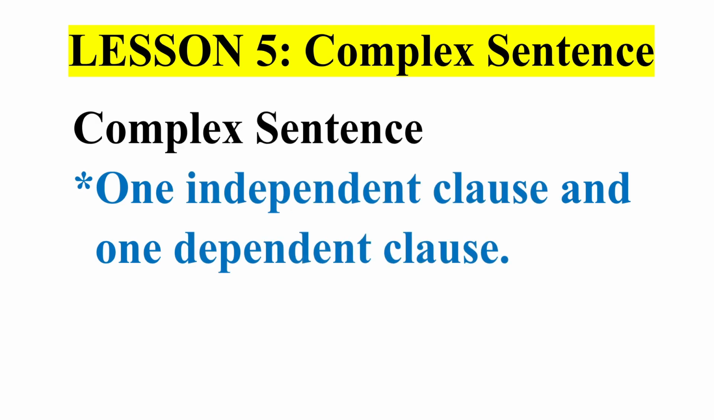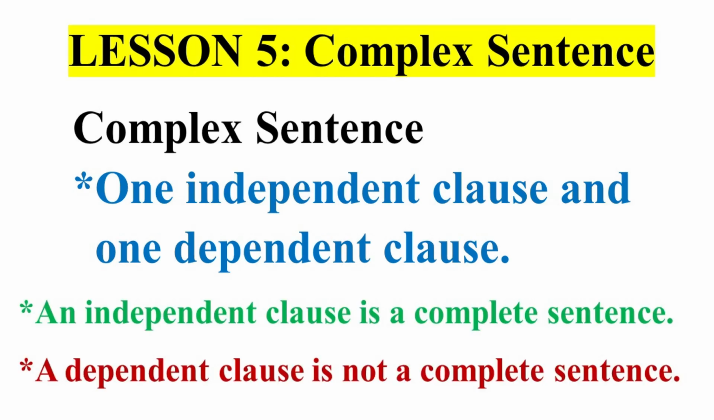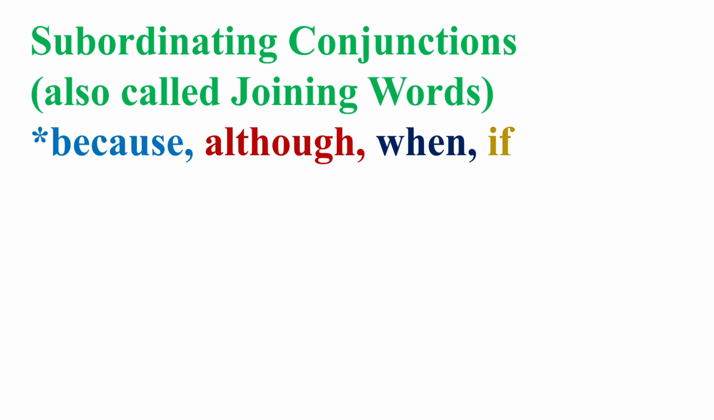Finally, let us learn about complex sentences. A complex sentence has one independent clause and one dependent clause. An independent clause is a complete sentence, and a dependent clause is not a complete sentence. It cannot stand alone and needs an independent clause to be complete. Alright, so I hope you all are sure about this part. To join the two clauses, we use joining words, or you can call them subordinating conjunctions, such as because, although, when, and if. We use them to link clauses in complex sentences.